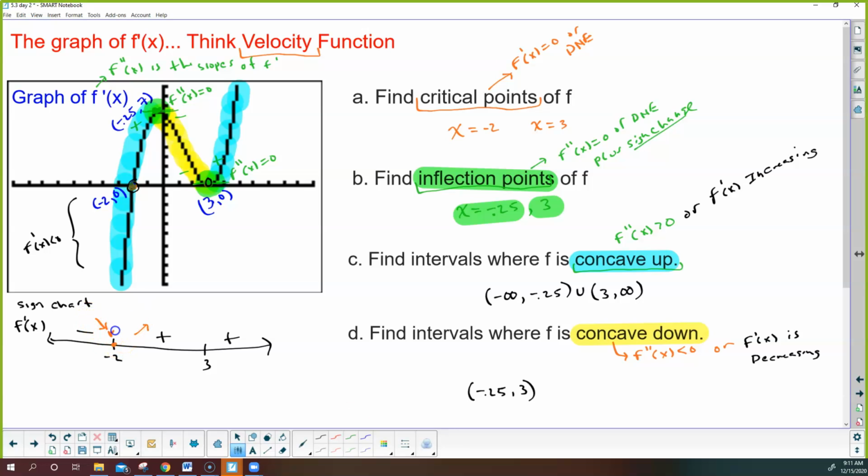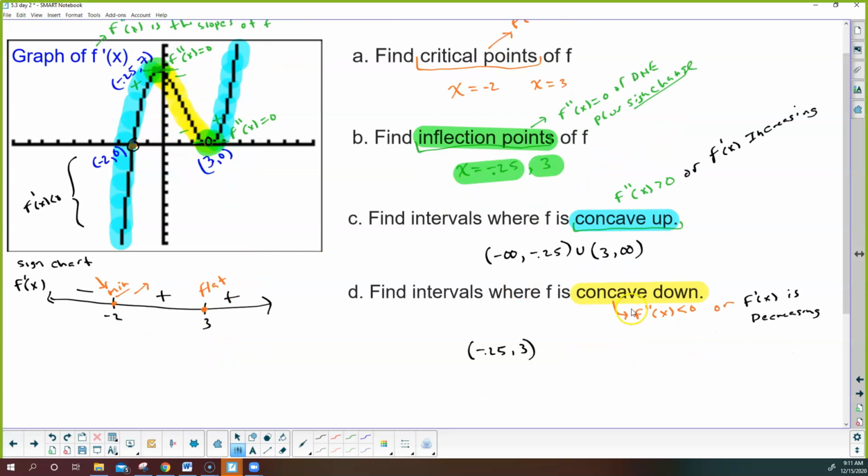Decreasing to increasing tells me that the original function has a minimum at -2. And I didn't ask you that, but you could totally find that. And then here we go from increasing slopes to increasing slopes, which means there's no sign change. So that's a flat spot on the original graph. So some students like this, is if you make your graph, you can make a sign chart and it can kind of help you answer these questions.